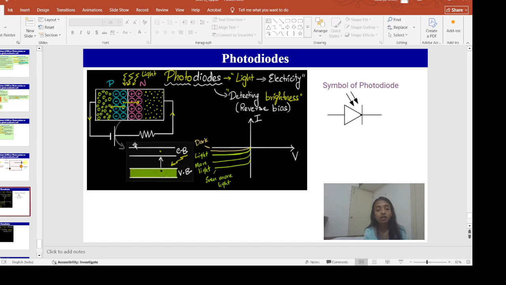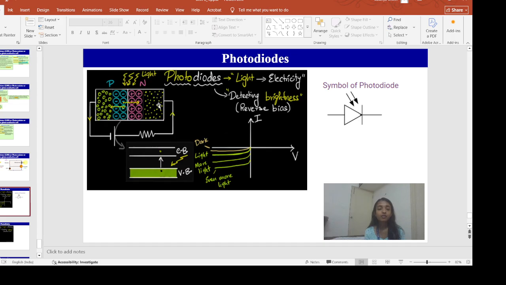Let us see why. Biasing means connecting the battery at the two ends, and reverse biasing means connecting the P side to the negative potential of the battery and connecting the N side to the positive potential of the battery. This resistance is there to limit the current flow.